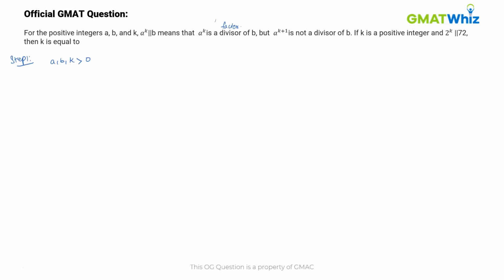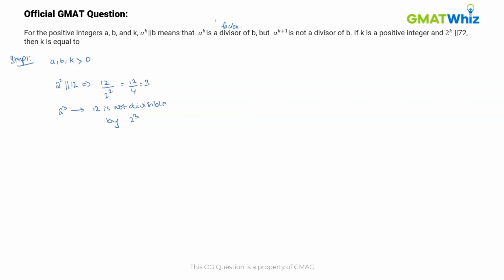Let's take an example. Suppose 2 to the power 2 double bar 12 implies that 12 is completely divisible by 2 squared. That is, 12 is completely divisible by 4. But if we increase the power of 2 by 1, that is, if we take 2 cube, then 12 is not divisible by 2 to the power 3. So we can conclude that 2 to the power 2 plus 1 is not a divisor of 12.